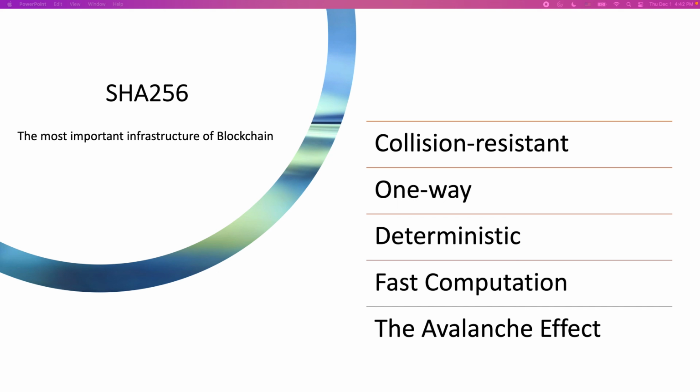So these are the 5 major properties of SHA256, and these are the reasons that SHA256 is used in blockchain, and at the same time, SHA256 is the most important infrastructure of blockchain. Blockchain cannot be built without a great hash algorithm like SHA256. Make sure you understand SHA256 if you want to understand blockchain technology.